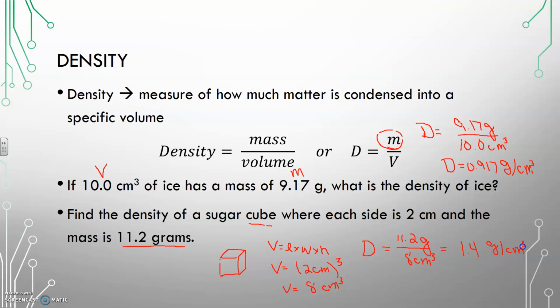You're not always going to get grams per centimeter cubed as your units for density. It's always going to be some mass unit over some volume unit. So this could be grams per milliliter, grams per liter, or kilograms per liter. It really depends on what you're given in the problem.